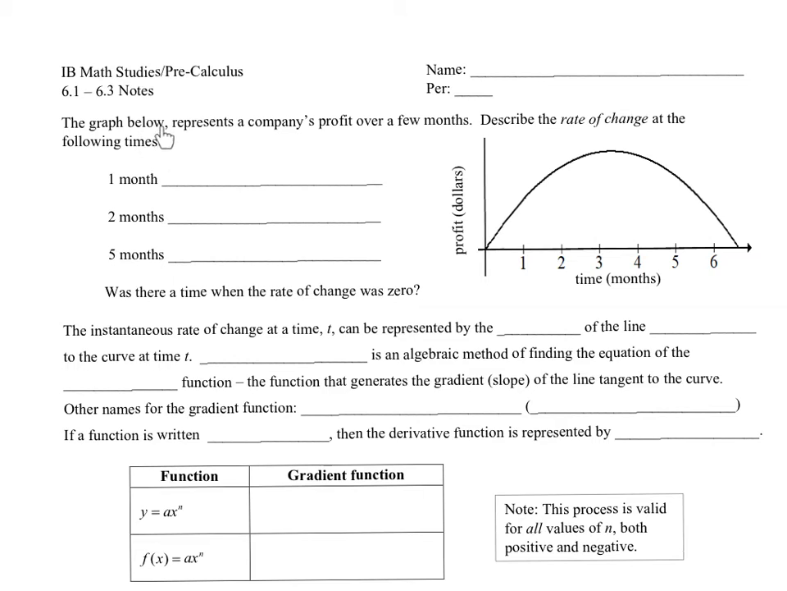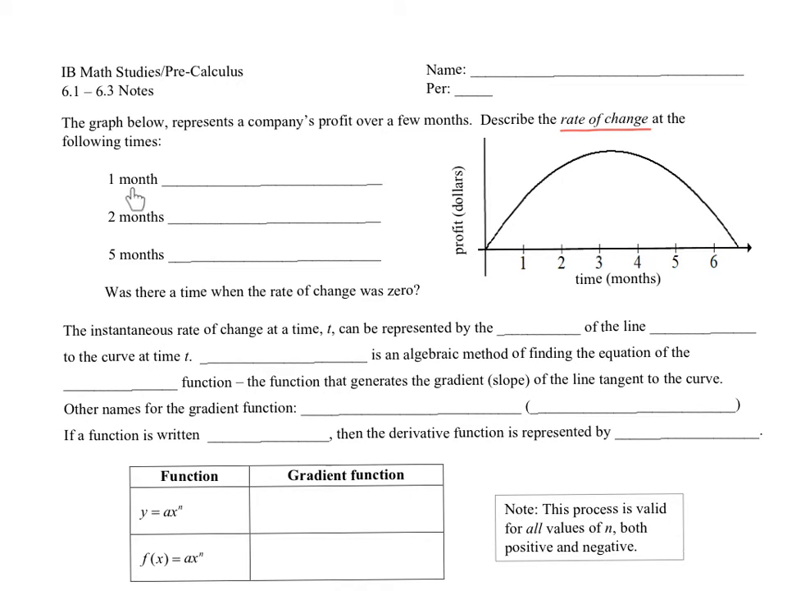It says the graph below represents a company's profit over a few months. I'm going to underline this: describe the rate of change at the following times. So let's take a look. This is profit versus time. So it looks like profit increased for a while, then leveled off, and then started to decrease.